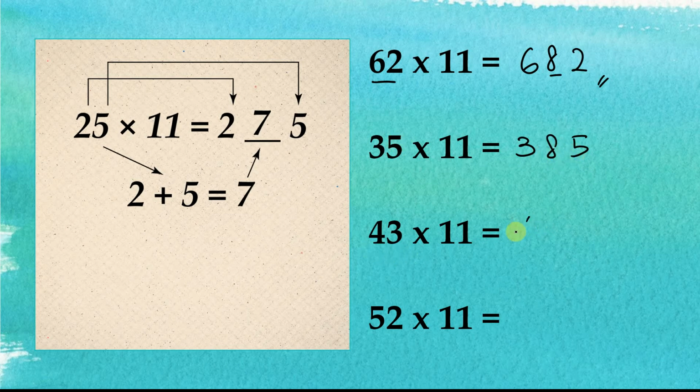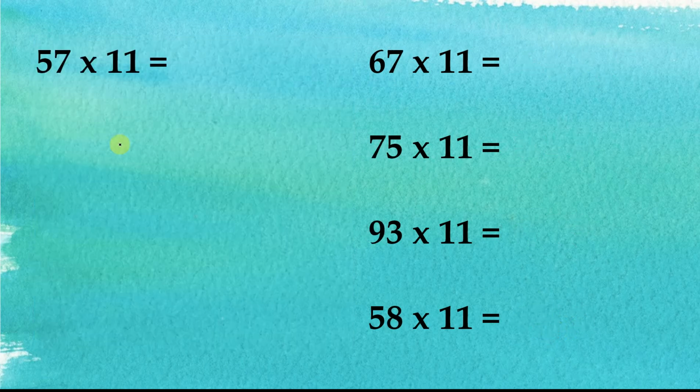This one starts with 4 and 3, and the sum is equal to 7, so 7 in the middle. And the last one, 5 and 2 equal 7, so 572. Okay, so this is easy. Let's continue with this one.